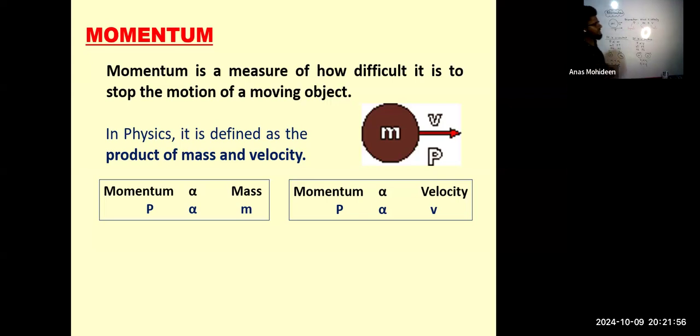Some questions may be asked in MCQ or short questions. They will give the same velocity for two objects. If you want to increase the momentum, what are you supposed to do? You have to increase the mass. You can't increase the velocity because velocity has to be kept the same. Likewise, you should be able to compare.